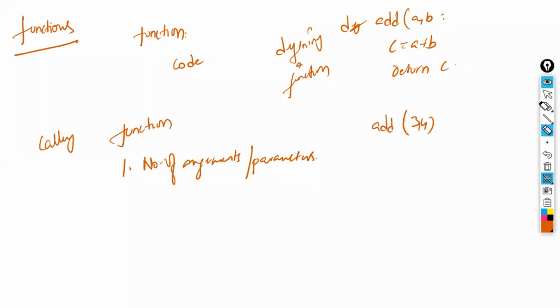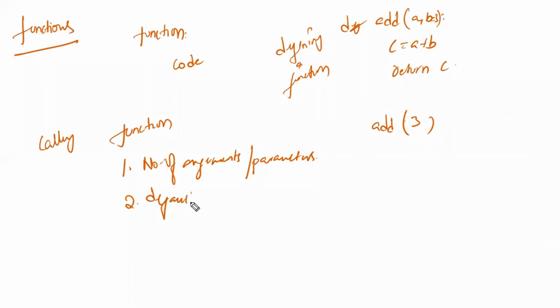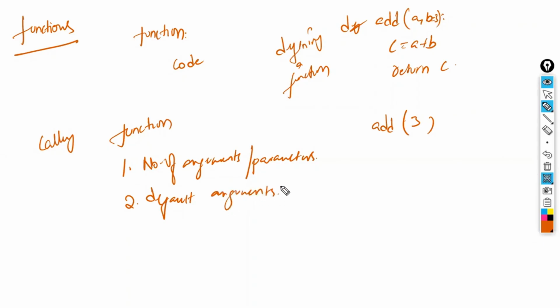For example, if one of them is created as a default argument, something like this, then the second argument is your choice. If you want, you can call with two arguments. If you want to call with a single argument also, it will work. So this function was created with how many arguments or parameters? And along with that, we have to see what the default arguments are. Once we understand the default arguments and the number of arguments, we can call that function accordingly.